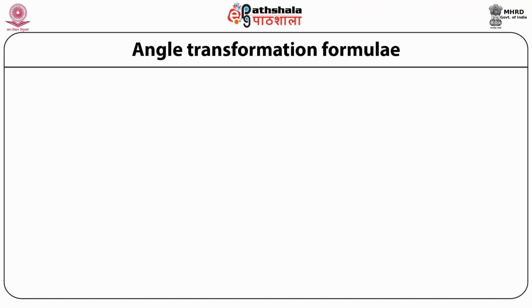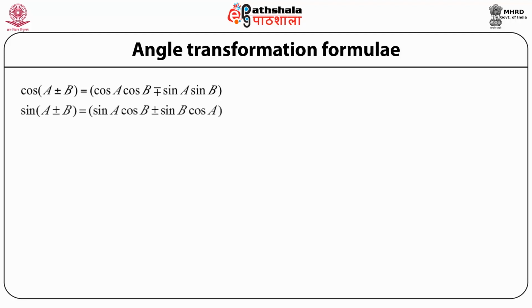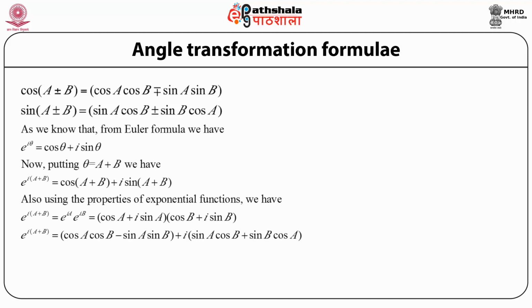Angle transformation formulae. Cos of A plus or minus B, A and B being angles, we can write it as cos A times cos B minus or plus sin A sin B. Sin of two angles similarly, sin of A plus or minus B, can be written as sin A times cos B plus or minus sin B cos A. So we are going to see how we can derive that formula.